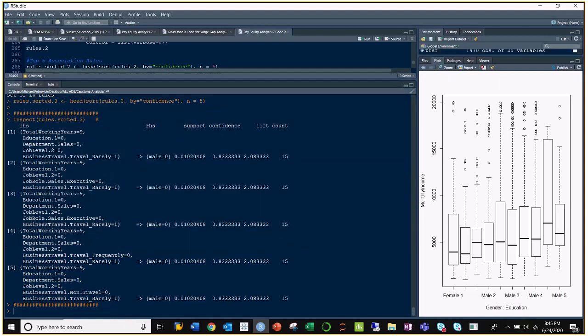I thought this was pretty interesting. So education, when we look at female, male equals 0, that's going to be your female factor or level. We notice that, let's see.